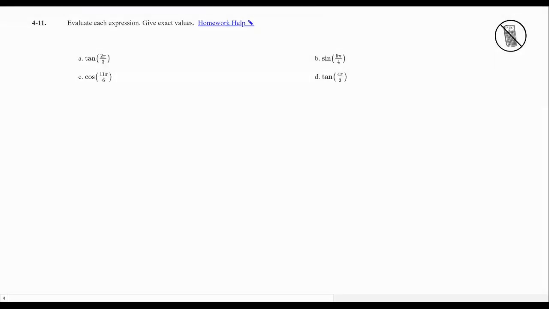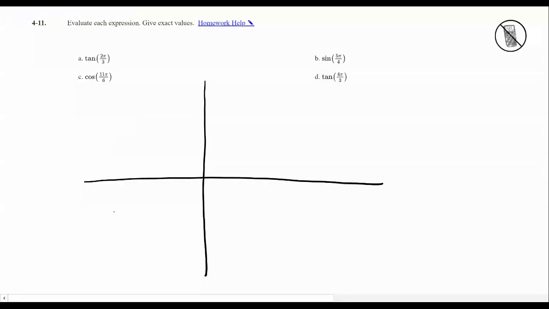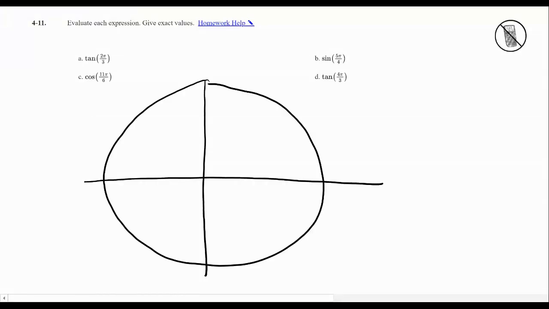So for this one, we're asked to evaluate each of the expressions and give exact values. So tangent of 2 pi over 3. On all of these, I'm going to need the unit circle. So I'm going to just draw a big one here, and then I'll use this for all of them. So my first one, tangent of 2 pi over 3.